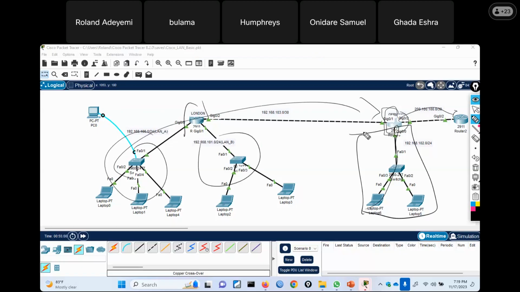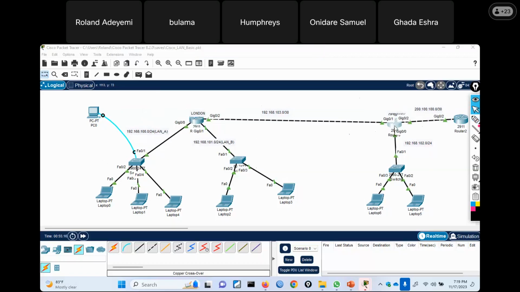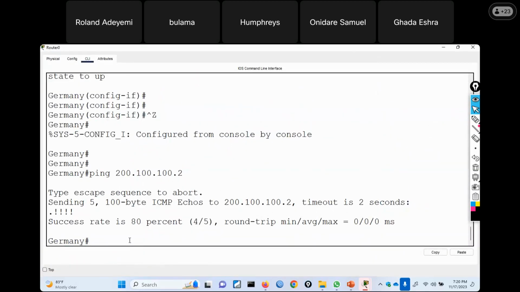But most of the time, what organizations do is use different routers with different service providers. London will have its own connection. Germany will have its own connection. Everybody will have their own connection. So I have to go to the Germany router now and say, we know that you are connected to the service provider. People will want to go to the internet through you. So how do we configure the Germany router to help us reach the internet?